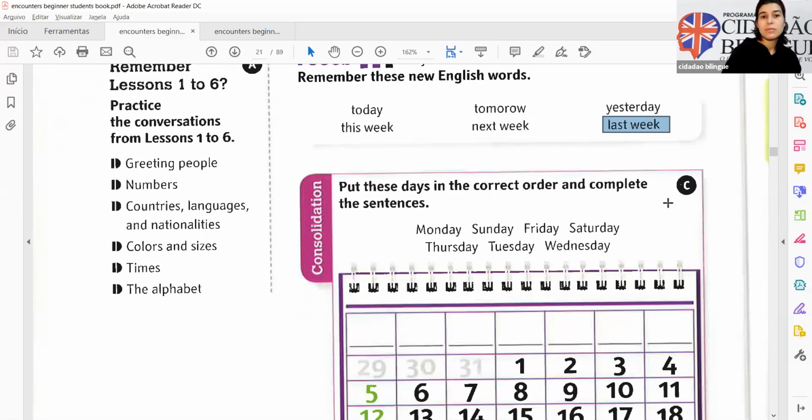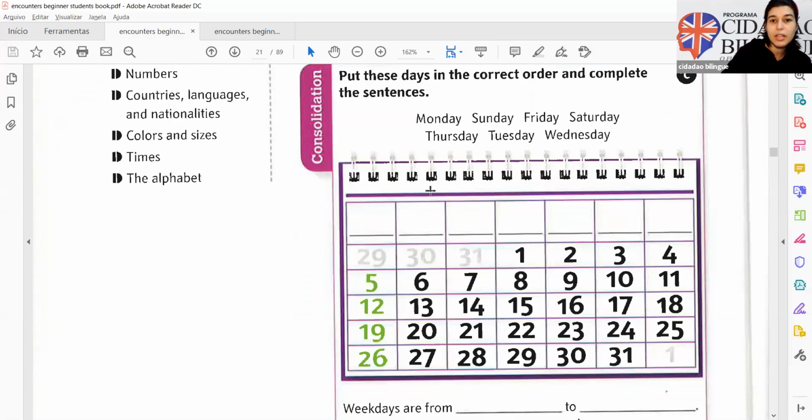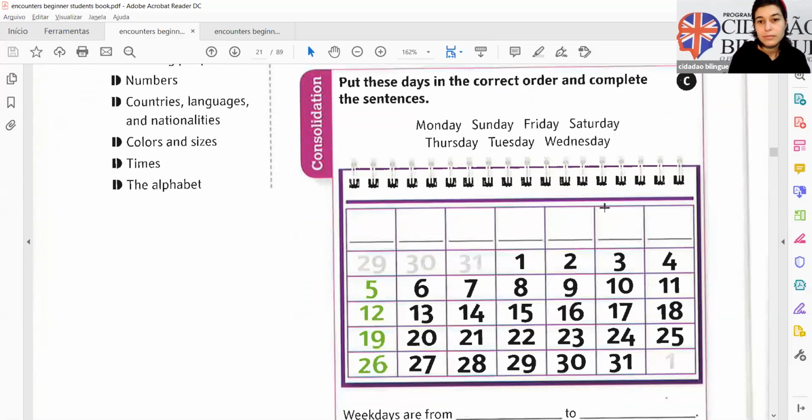So, we are now going to organize the days of the week. A gente vai agora organizar os dias da semana, okay? We are going to organize the days of the week. So, we are going to put the days in the correct order, okay? So guys, we have right here, okay? A month on a calendar. A gente tem um mês aqui num calendário, okay? And we are going to organize the days in the correct order, okay? So we are going to start right here. Okay, right here is where we are going to start, okay?